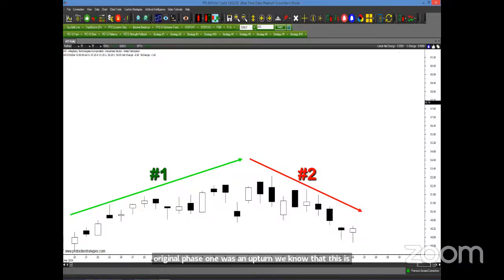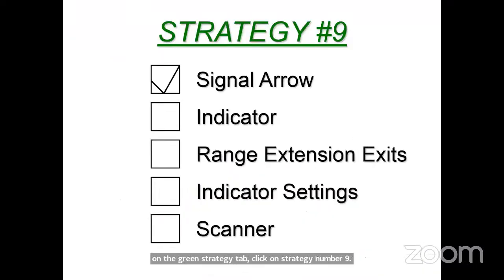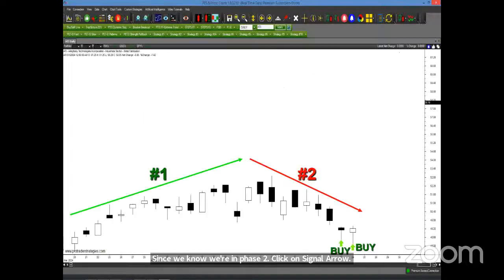So now what we want to do is come up to our platform, and on the green strategy tab, click on strategy number 9, since we know we're in phase 2. Click on signal arrow, and we'll see if there was a buy signal that was generated. And yes, there were actually 2 right here at the very low of phase 2. Now, if this doesn't work out, obviously it's going to go lower, and we teach you in the course where to place your stop. If you want a high risk stop or a low risk stop, we have upwards of 6 or 7 different stop placements for you to decide from.